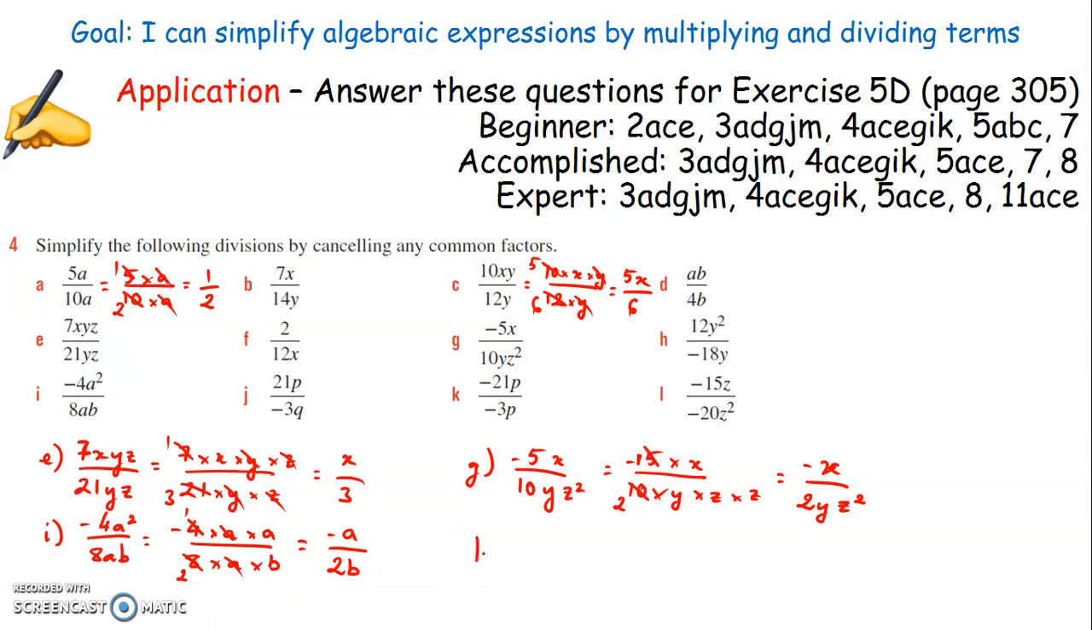And then finally, we've got K, and that is negative 21p over negative 3p. Now we've got a negative divided by a negative. What is a negative divided by a negative? That is a positive, so we can rewrite this as 21p over 3p. The two negatives have basically become a positive, and we don't need to write a positive.